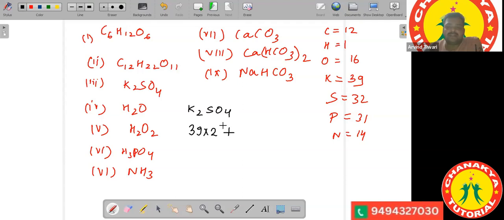Plus, there is sulfur. So the atomic mass of sulfur is 32. And there is only one sulfur. So I will write 32 multiplied by 1, plus the atomic mass of oxygen, which is 16. So I multiply 16 by 4 as there are 4 atoms of oxygen. So can you solve it now?